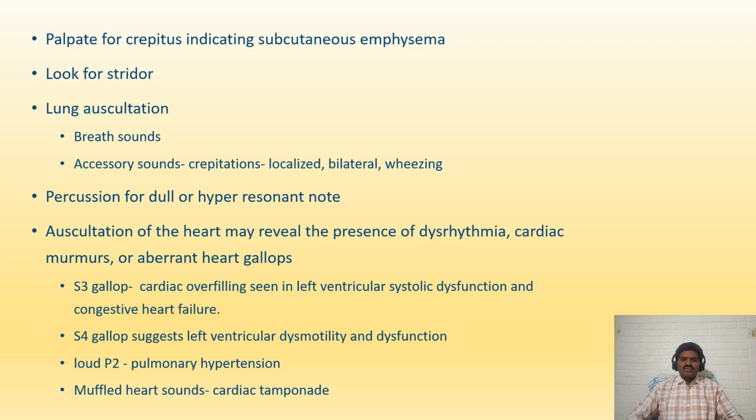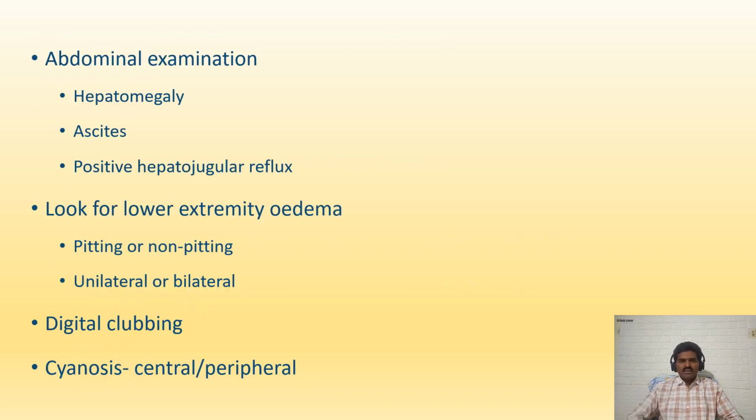kidney. If it is non-pitting edema, it can be due to either DVT or filariasis. Especially note whether the edema is unilateral or bilateral. Unilateral edema is again DVT, bilateral edema is due to a systemic cause. Look for distal clubbing again, which indicates chronic diseases.